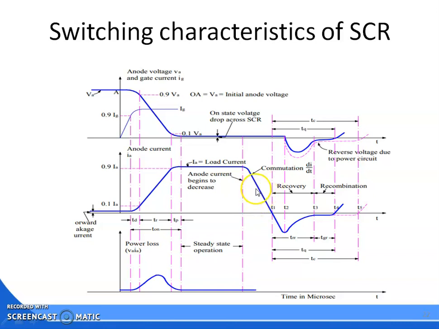For that reason, it is necessary to remove the carriers present around the three junctions. So for that reason, we give a reversal of the voltage, that means we make the anode negative and the cathode positive. Suppose we apply the reversal of the voltage at the instant T1. At the instant T1, the sweeping of the carriers starts.